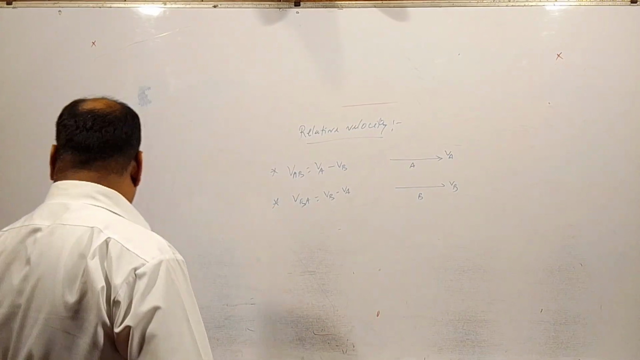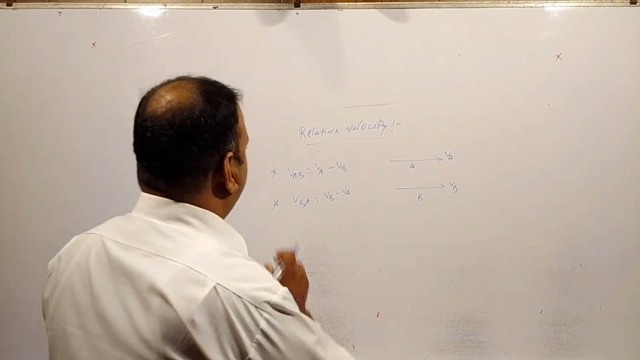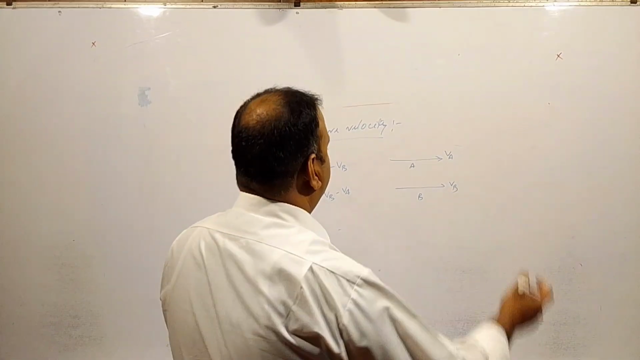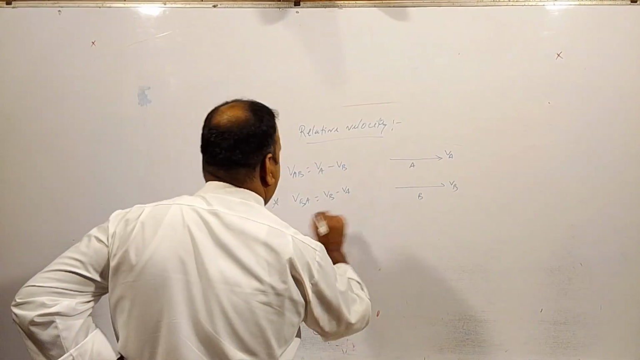This is relative velocity. We can write relative velocity in this way when both particles are moving along the same direction. So this is the condition.